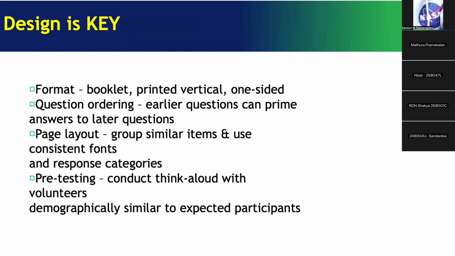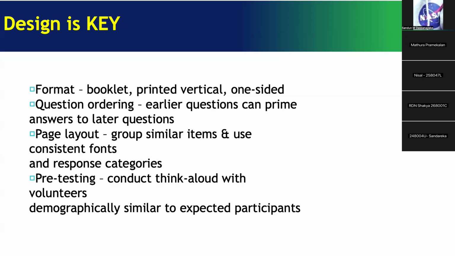Earlier questions can prime answers to later questions. As I said, if you are talking about fruit salads, then ice creams, and then suddenly talk about the price of cement, they are not really related. Earlier questions are priming the reader more towards food and leisure and those things, but suddenly asking the price of cement, they are not related. So that is important. Page layout: group similar items and use consistent fonts and response categories.